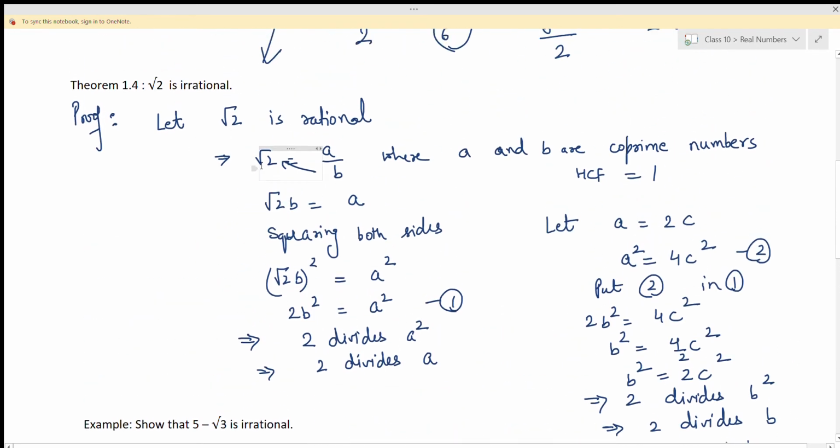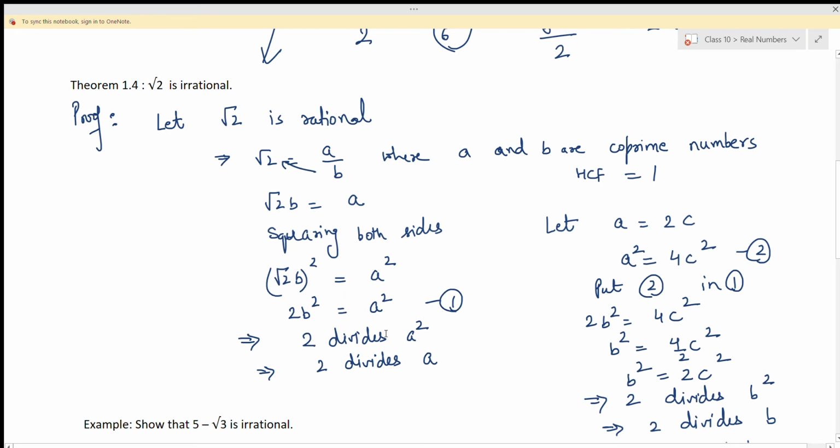You will assume that root 2 is a rational number. So it can be represented in the form of a by b, where a and b are co-prime numbers, meaning their HCF is 1. Now let's cross multiply. Root 2 into b is a. Squaring both the sides, you will get root 2b whole square equals a square. So 2b square is equal to a square.